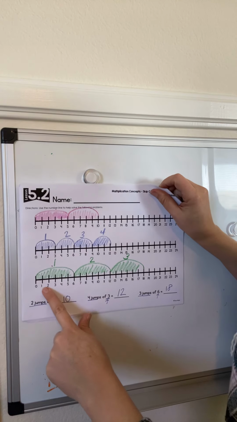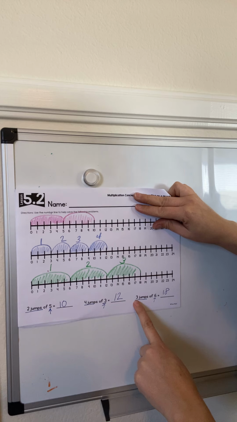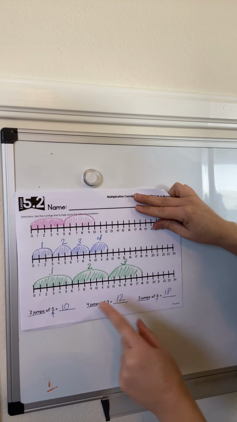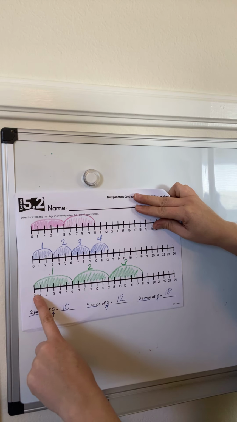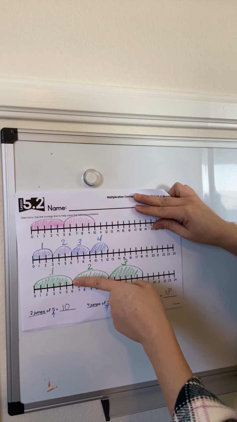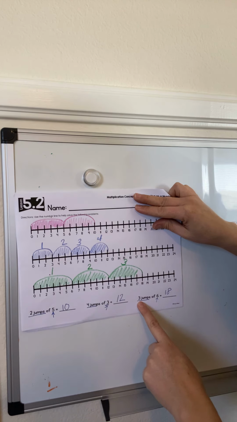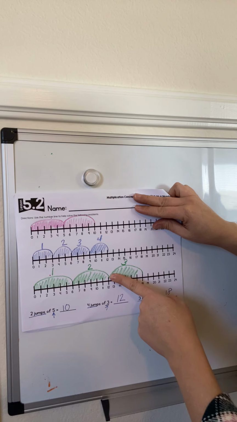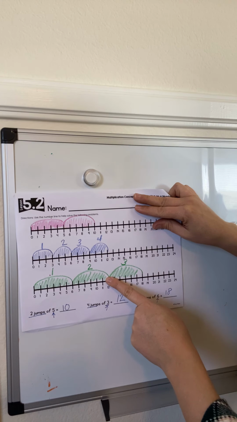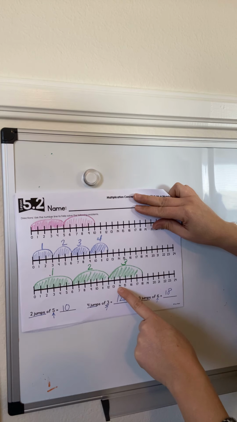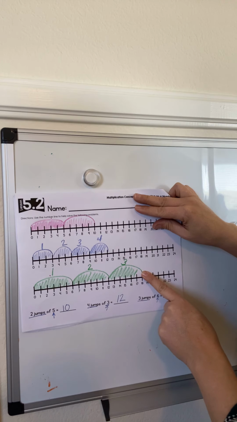For my last number line on this page, it says 3 jumps of 6. So I'm gonna jump 6 spaces. 0, 1, 2, 3, 4, 5, 6. There's my first jump. I colored that in. That's 1 jump. 6, 7, 8, 9, 10, 11, 12. There's another 6 spaces. There's my second jump. I want 3 jumps, 12, 13, 14, 15, 16, 17, 18. There's 6 spaces, that's my third jump.